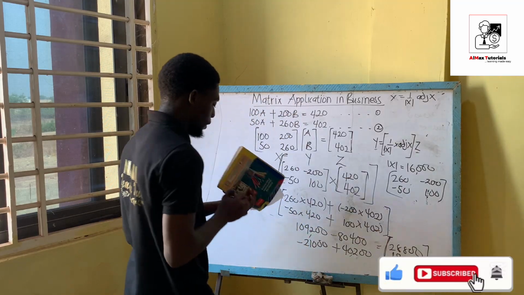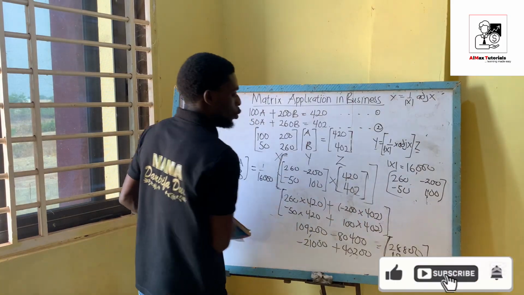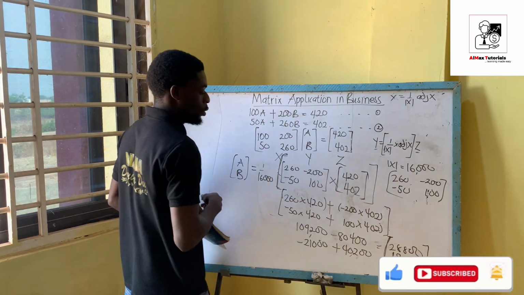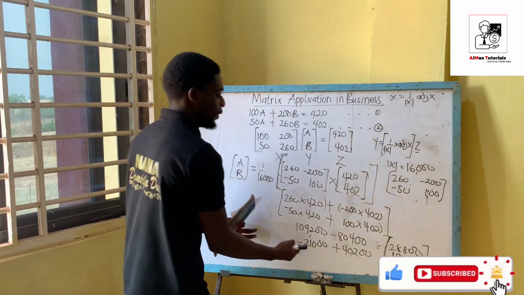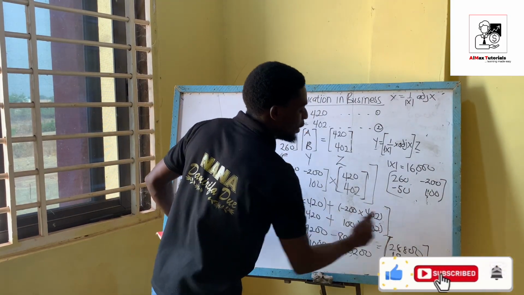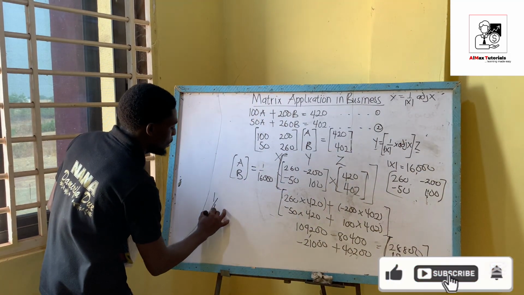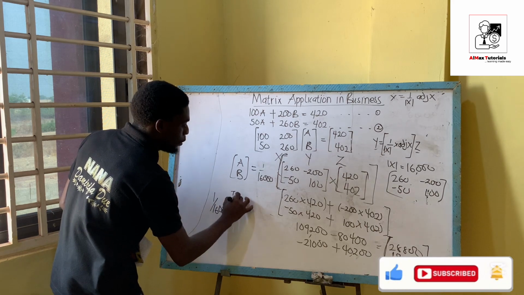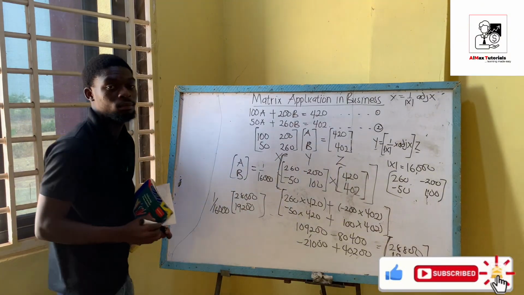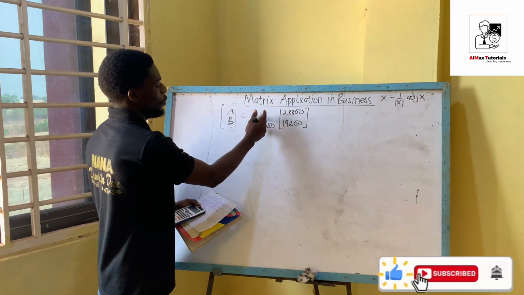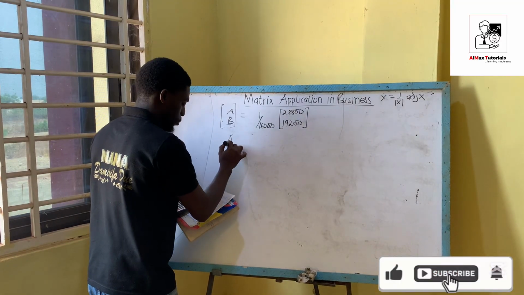After that, you multiply by the 1 over 16,000. Remember, we first decided to do the one in the bracket, and after that we do the one outside. After dealing with the bracket, we had 28,800 and 19,200. So we multiply 1 over the determinant, which is 16,000, by 28,800, which gives us 1.8.